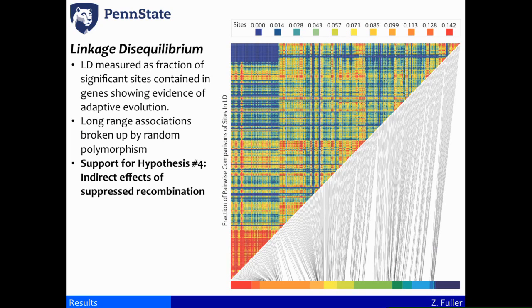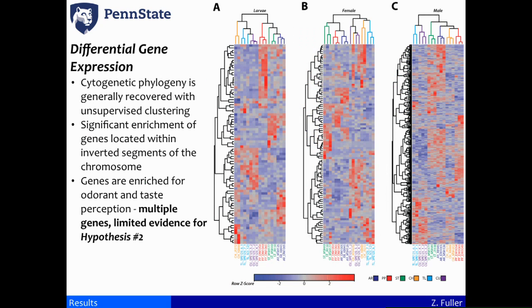Instead, we get that they're maintaining significant long-range associations among those sites within genes showing evidence of adaptive evolution, but these are also broken up by random blocks of polymorphism. And these seem to support the predictions of hypothesis number 4, that these inversions are established through their indirect effects of suppressed recombination. We tested for differential gene expression, as I mentioned, across 3 different life stages.